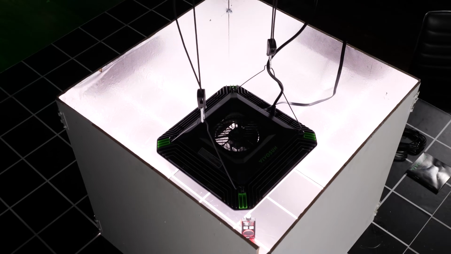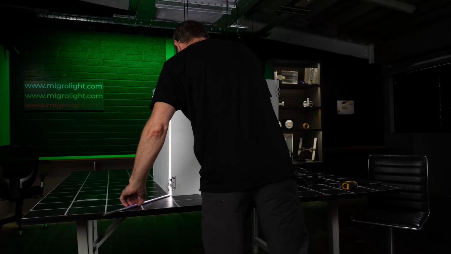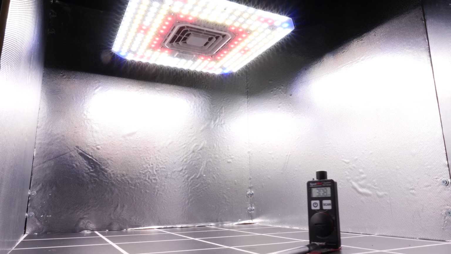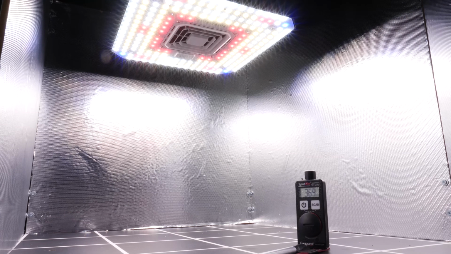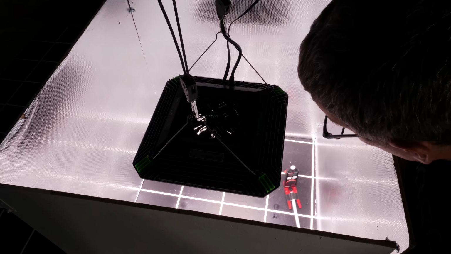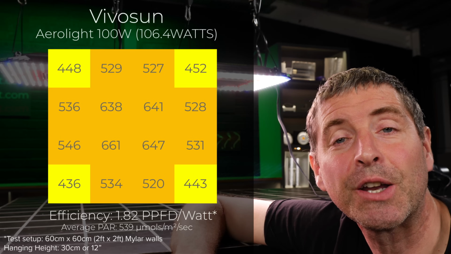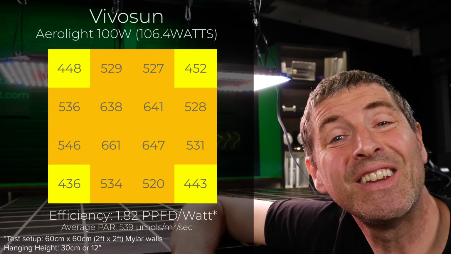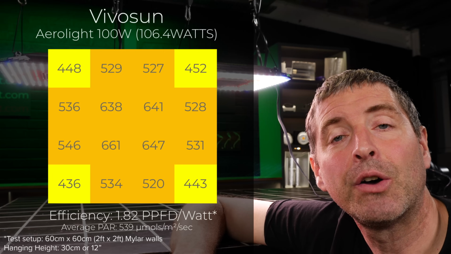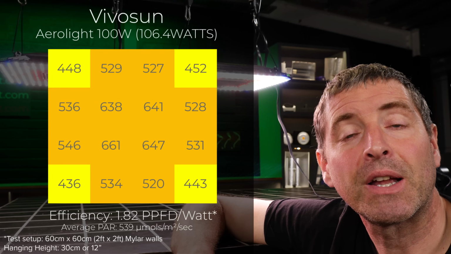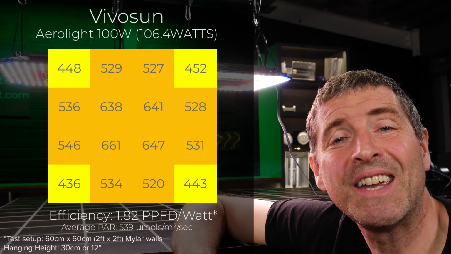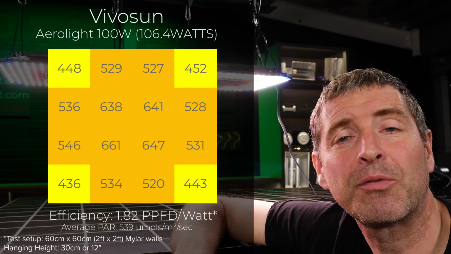So I set it up that way and I took 16 power measurements with a spot-on quantum sensor to determine the total amount of power reaching the target plant canopy. The average power reaching the plant canopy was 539 micromoles, and the power consumed, that was with the circulatory fan off, was 106 watts. And that results in a total system efficiency of 1.82 usable PPF per watt.